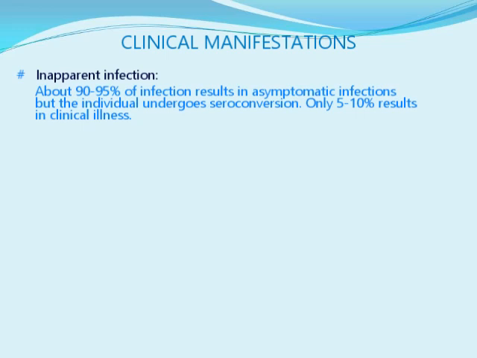Next is clinical manifestation. The patients start to show signs and symptoms as a result of infection or damage caused by the microorganisms. Here the first stage is inapparent infection. About 90 to 95% of the people who are infected with the poliovirus do not show any signs and symptoms, that is asymptomatic, but they undergo seroconversion.